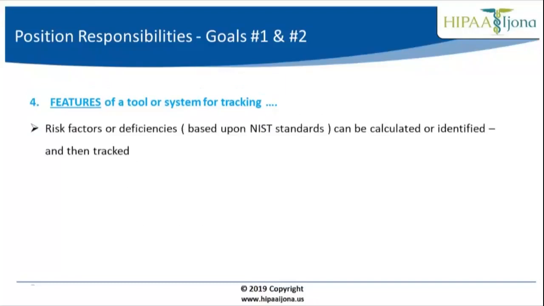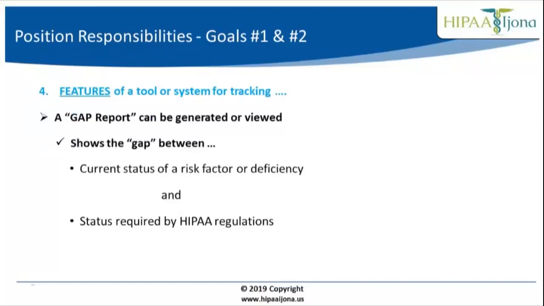Okay, the risk factors and deficiencies based on NIST standards need to be calculated and identified, as I've been saying, and then tracked. This is a feature of the tool or system for tracking. And the features in this tool system, it should generate a gap report. Okay, and what that means is showing the gap between the current status of risk factors or deficiencies and the status required by HIPAA regulations. So you're basically seeing where am I and where I need to go. Okay, that's why it's called a gap report.